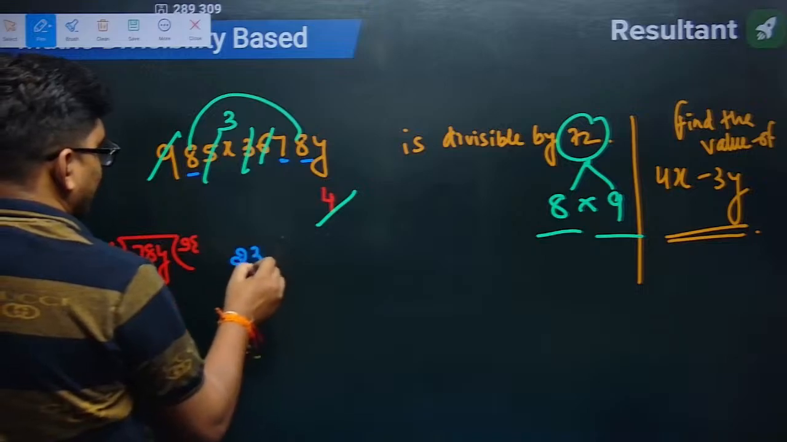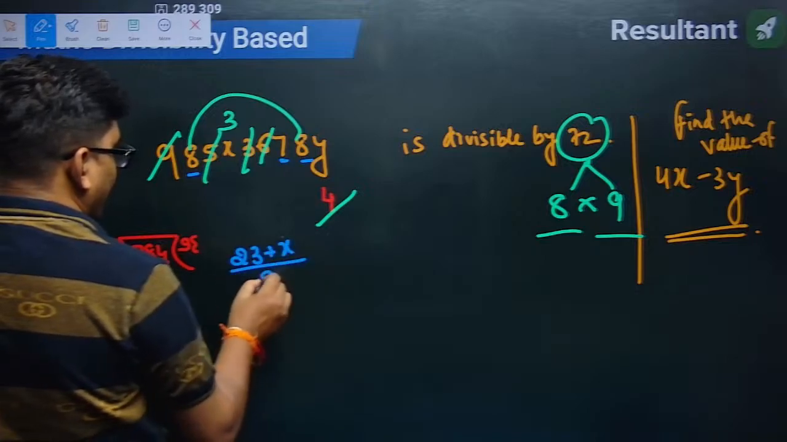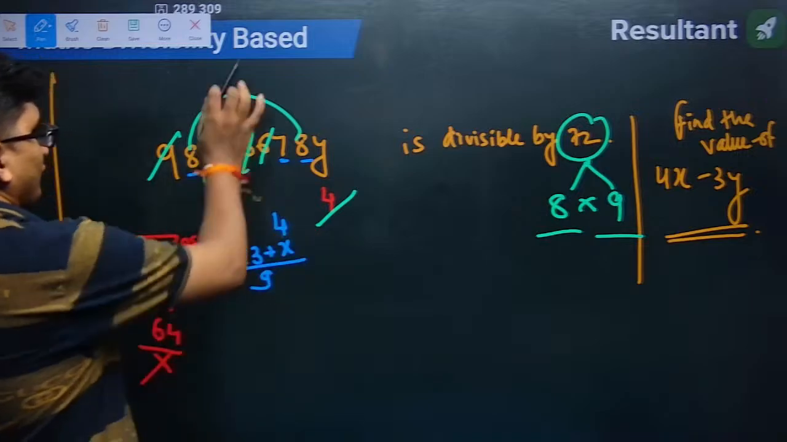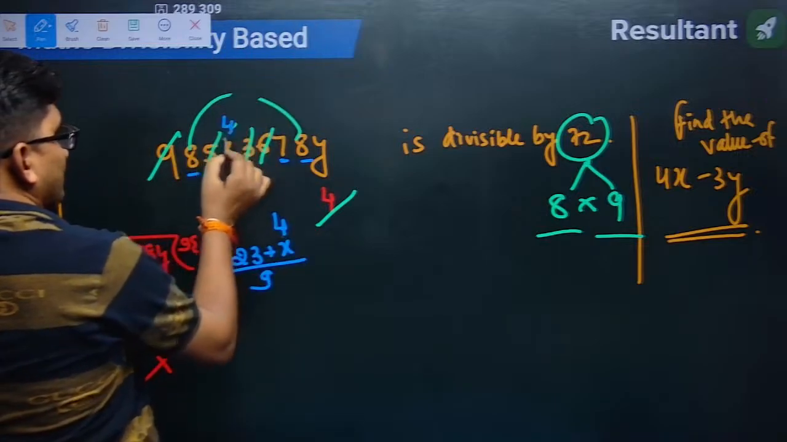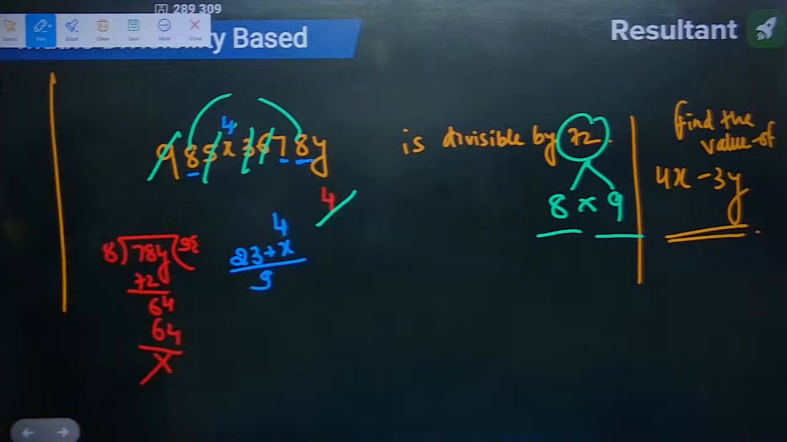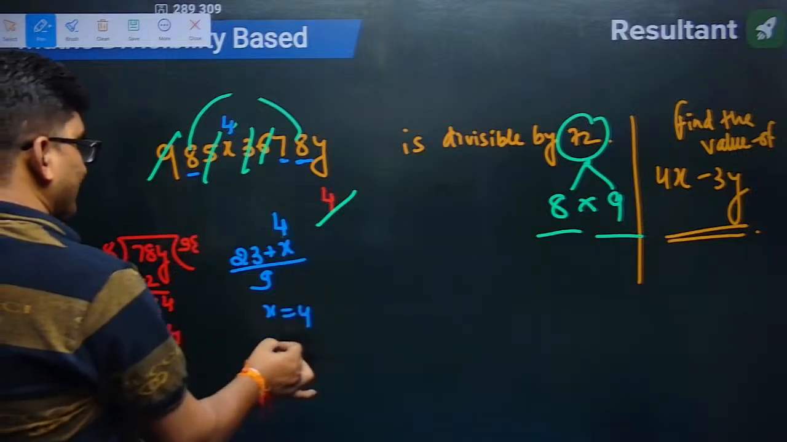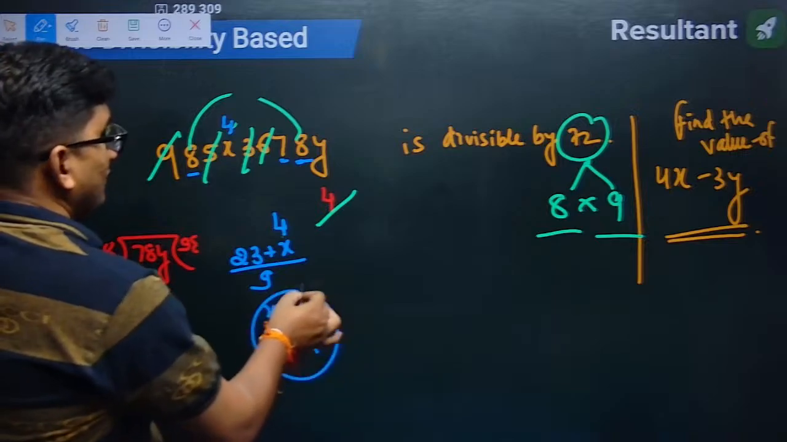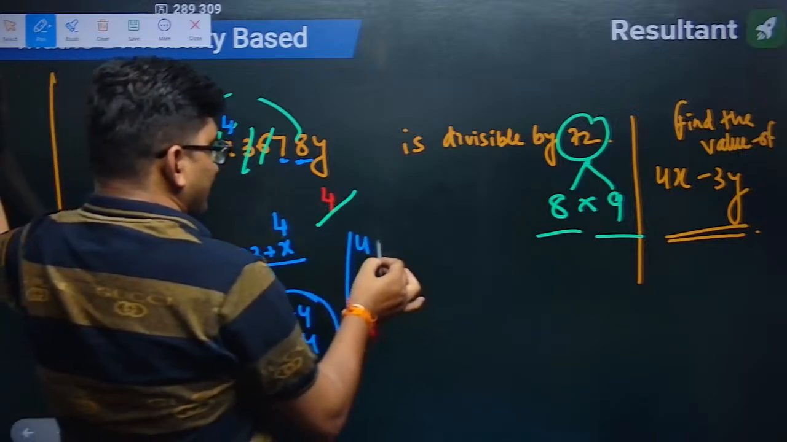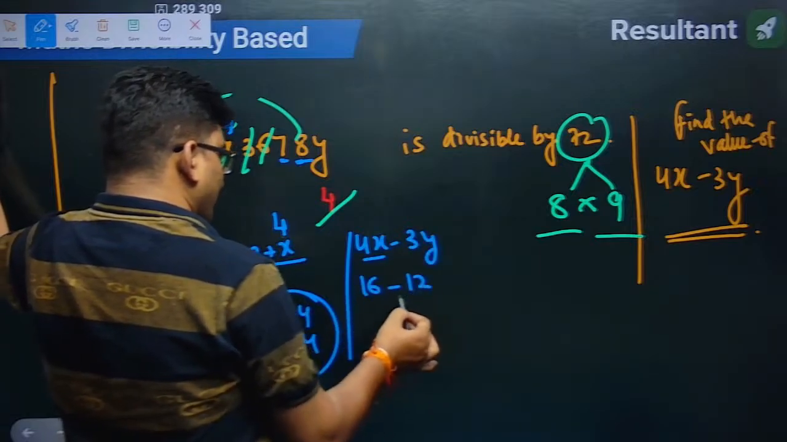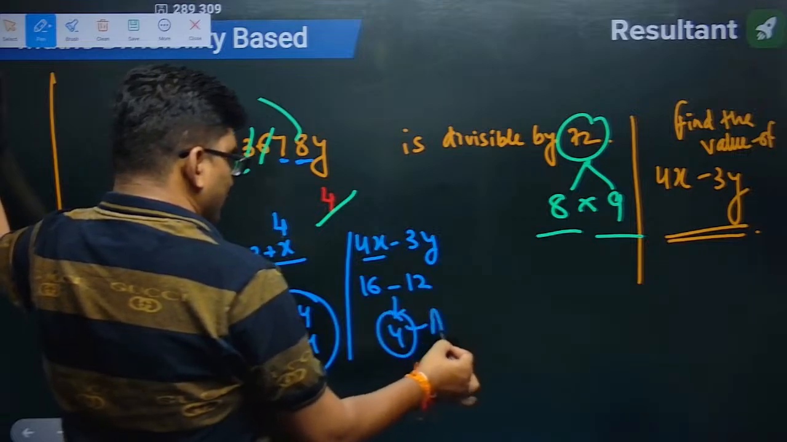23 plus x. If you want it divisible by 9, it should be 27, so x will be 4, not 3. X will be 4 because we forgot the value of 8 here. So now, if x is 4 and y is also 4, then 4x minus 3y means 16 minus 12, which is 4. Sorry for that. The answer will be 4, not 0.